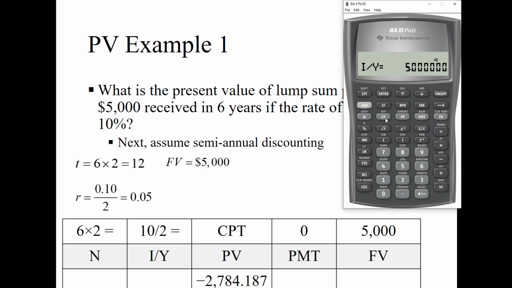We're going to skip over our PV because that's what we're calculating, and our payment is going to be 0 because we do not have an annuity. Our future value is going to be $5,000. It'll be a positive amount because we expect to receive it. It'll be cash that goes into our pocket. So I typed in 5,000 and then hit FV. And now we'll hit CPT and PV in order to calculate our present value. And here we see that we have $2,784 and about 19 cents.